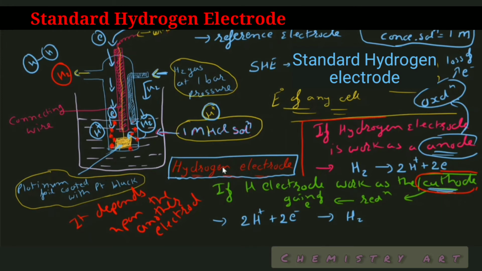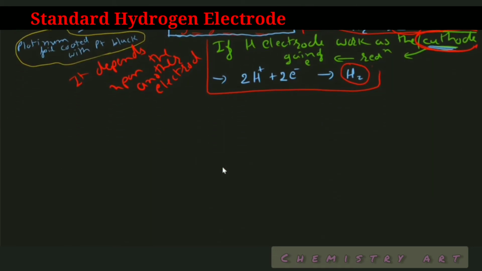So here two conditions are there. Hydrogen working as an anode, this reaction you must remember: H plus will be formed, H2 will be used. And if hydrogen is working as a cathode, H2 gas will be formed. So now it is all about the hydrogen electrode. Now let's talk about how we can measure the electrode potential of another electrode with the help of hydrogen. So we have this hydrogen cell. As I told you, the potential of hydrogen we are taking as 0 volt.